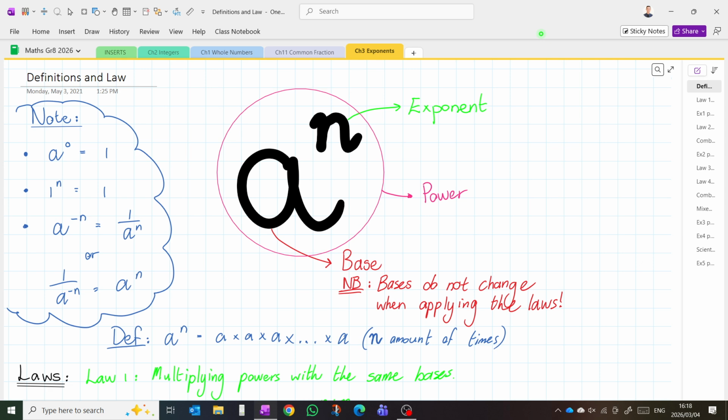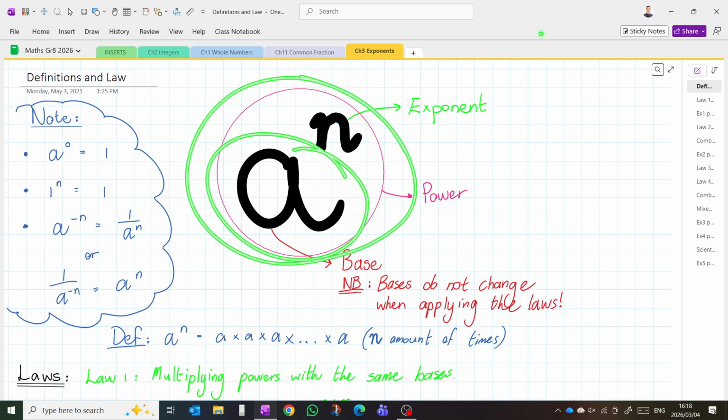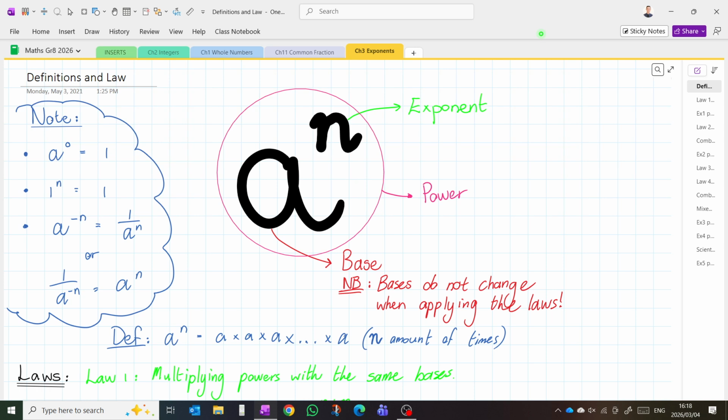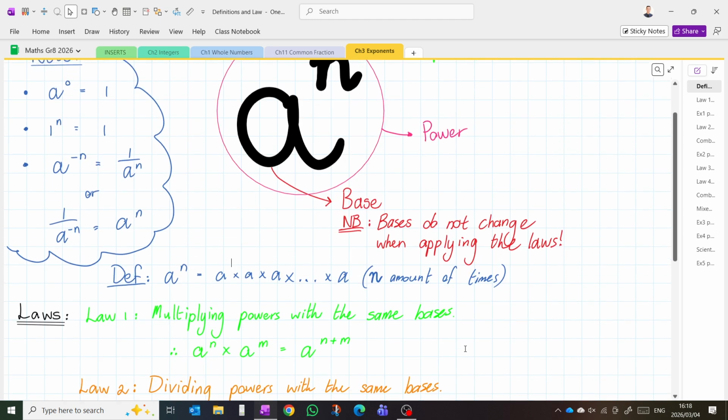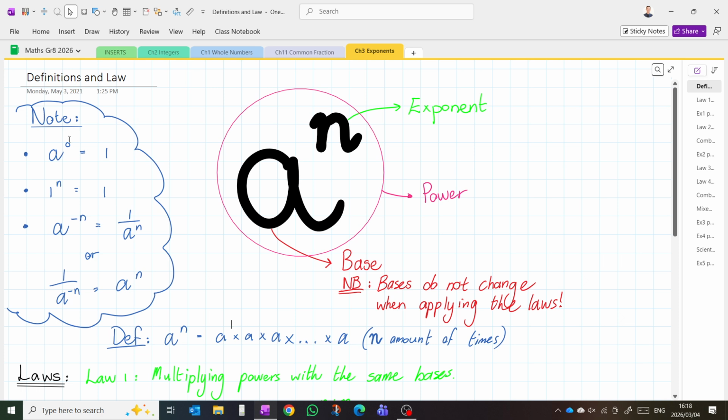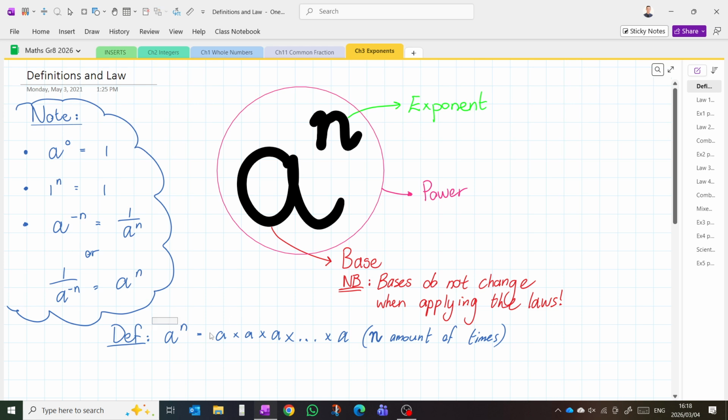Okay, so just quickly again, the number at the top is the exponent, the number at the bottom is the base, and together as a pair, they are known as a power. Okay, I'm going to come back to these notes. I first want to talk about what an exponent actually is. And here is the theoretical side of it. Let me get the law out of the way so you don't see that now. This is the theoretical side of it.